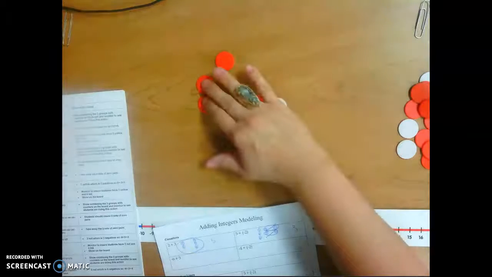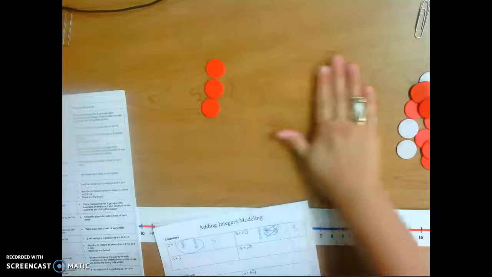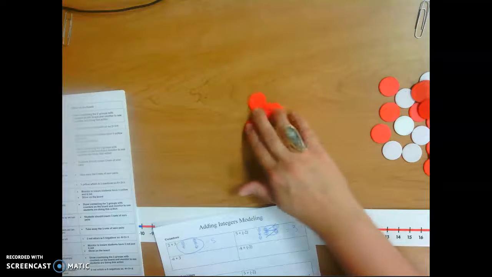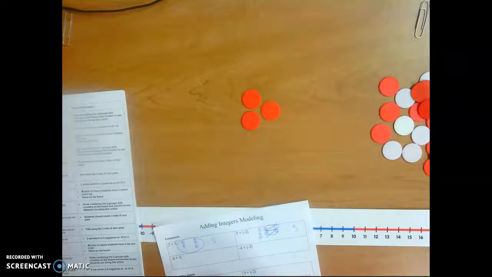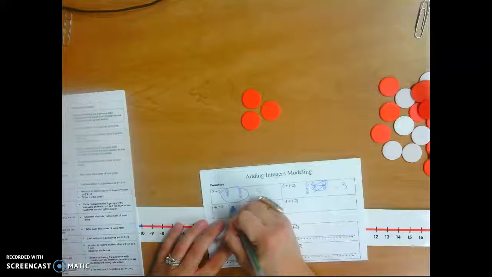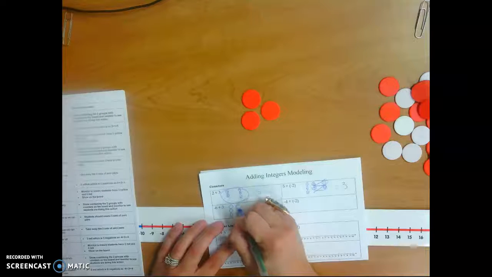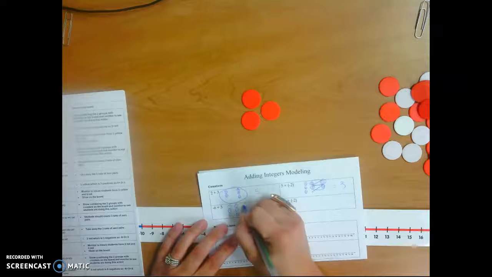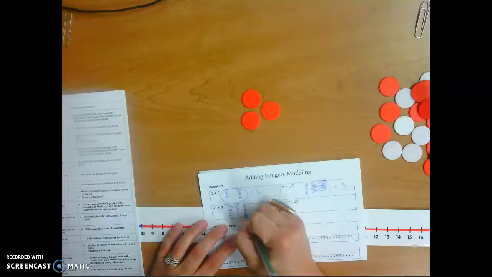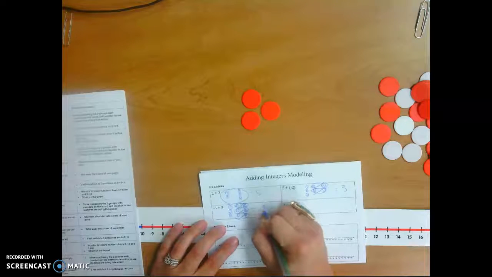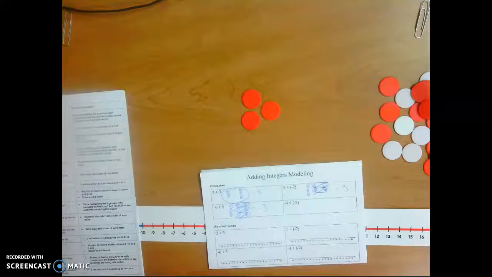So zero pairs are worth nothing, so we can remove those and get rid of them. So we are left with 3 red, which in turn are 3 negatives. So on our model sheet, I have the students model their 6 negatives, 3 positives, create their zero pairs, remove them, and they're left with 3 negatives.